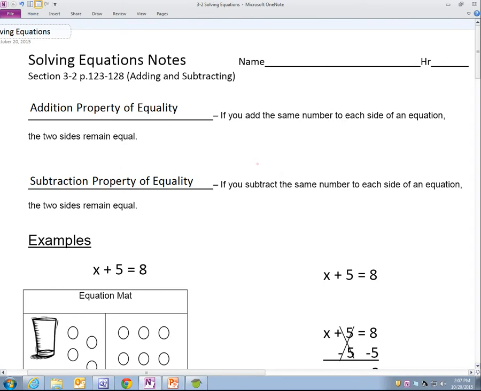Then we have the subtraction property. If you subtract the same number from each side of an equation, it stays equal. Same thing as what we did with addition just now.